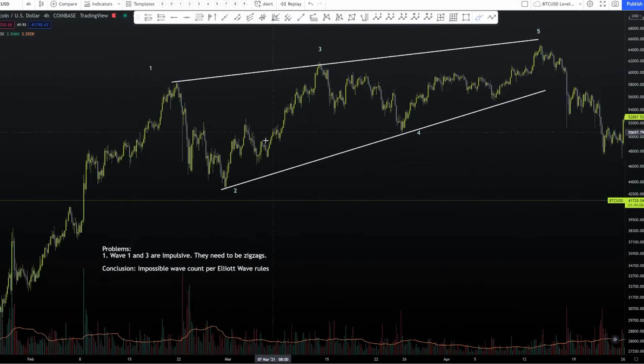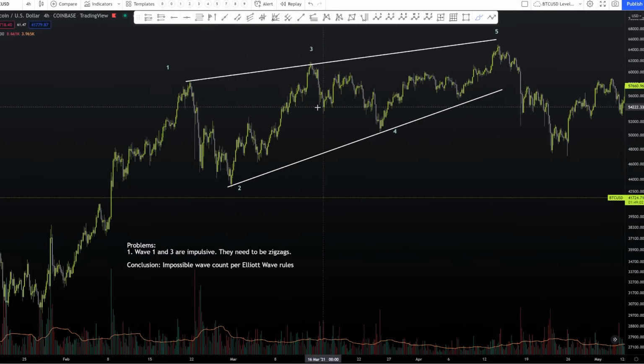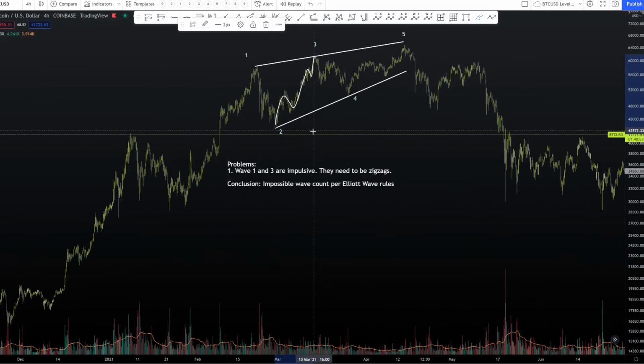Also, this wave 3, you may be able to say this is an A, B, C. That's a little bit more debatable. However, it does look a little bit more like a 1, 2, 3, 4, 5. That makes more sense than saying this is a pretty short wave A, B, C.